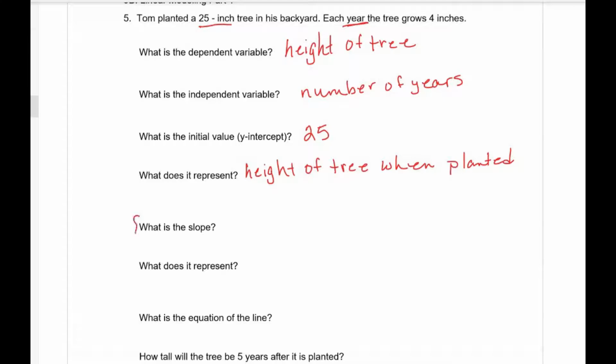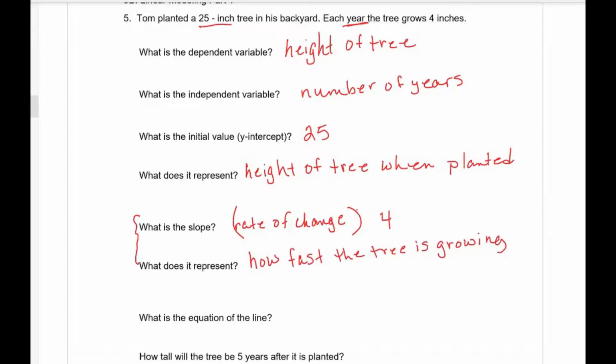Okay, now we're going to be looking at these next two questions. What is the slope and what does it represent? Remember, slope is the same thing as your rate of change. And what we want to do is look at the change of the height of the tree over time. Well, I know that this tree grows 4 inches every year, so that is my slope, and it represents how fast the tree is growing.